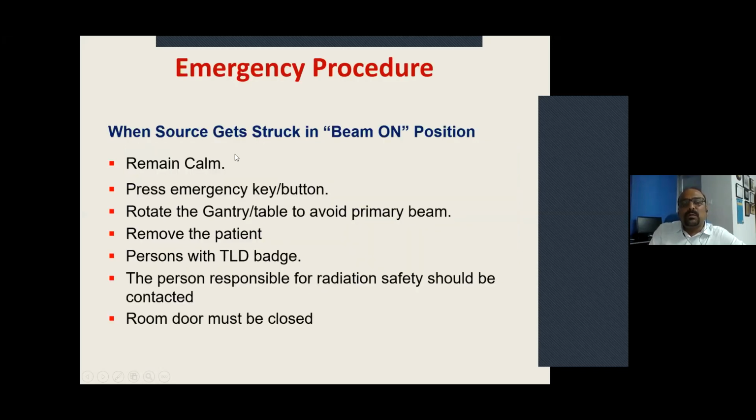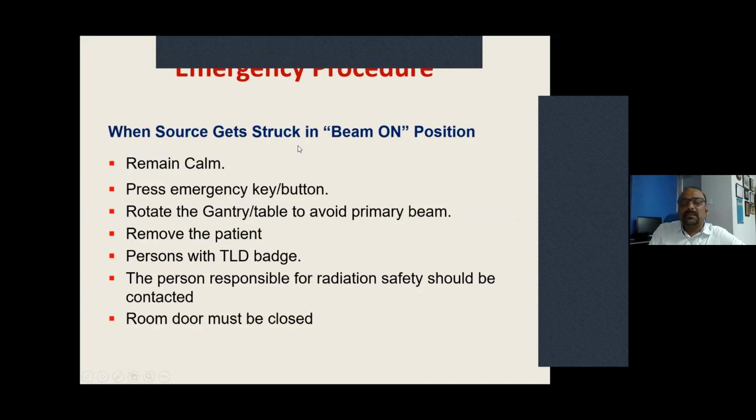So what to do when the source gets stuck in the beam on position? Generally, all our radiotherapy equipment has a fail-safe mechanism. Fail-safe means if anything goes wrong, the radiation will be off automatically. If you open the door, the source will go off. If there is a power failure, the source will go off. If the technician accidentally presses any button, the radiation will be off. So these are fail-safe mechanisms.